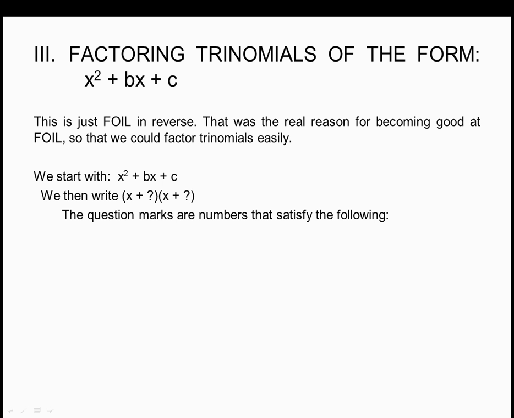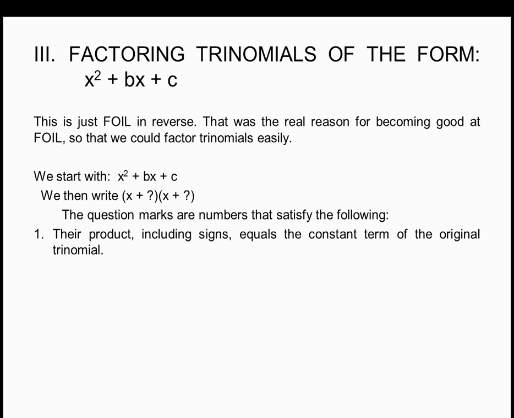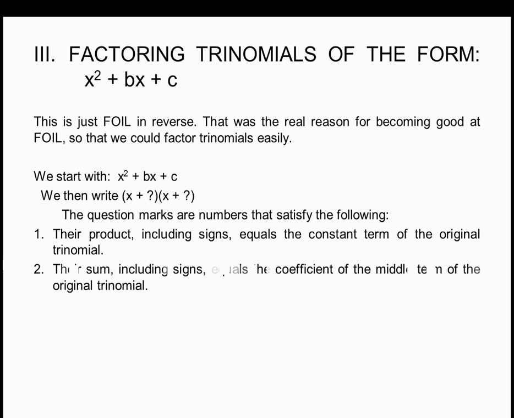Now, the question marks are numbers that satisfy the following. So here comes the fun part. How do you figure out the numbers? Number 1, their product, including signs, equals the constant term of the original trinomial. Okay, the constant term, if you write it in order, is the last term. So their product is the last term. Number 2, their sum, including signs, equals the coefficient of the middle term of the original trinomial. So that's the b. So multiply to be the constant term, add up to be the coefficient of the middle term.